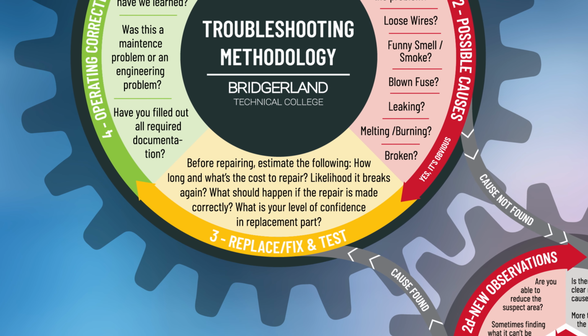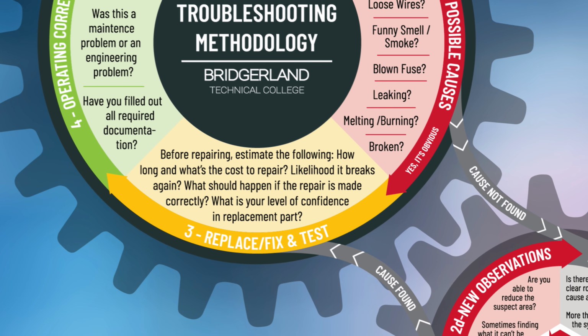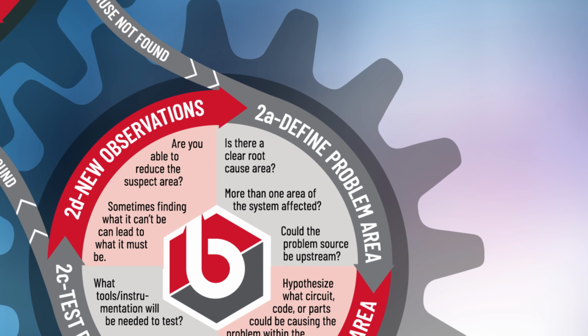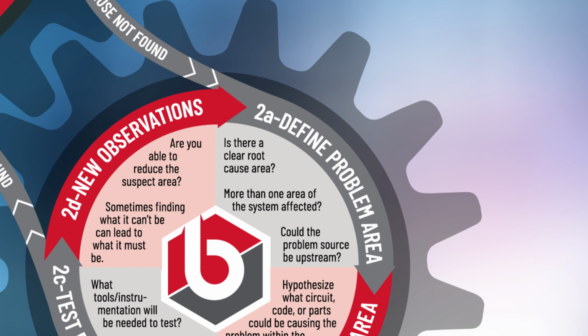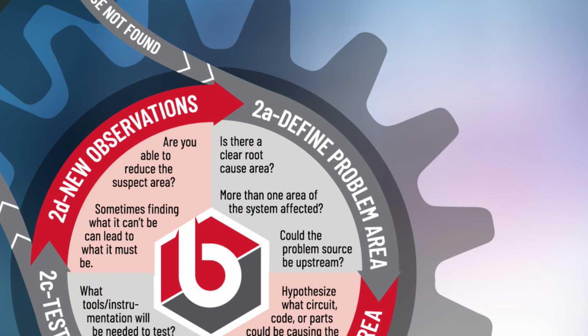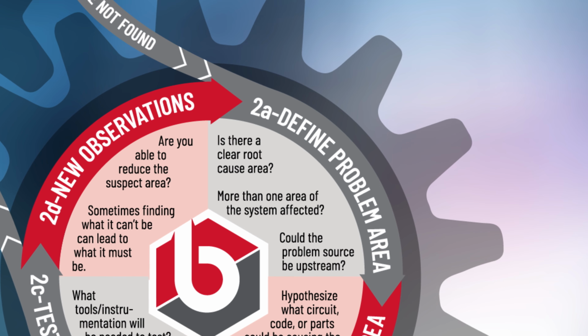In this instance, we'll assume that a cause could not be found and we'll move on to the second loop. Part 2a challenges us to define the problem area. Is there a clear root cause area? Has more than one area of the system been affected, or is this an isolated incident? Or could the problem source be upstream?